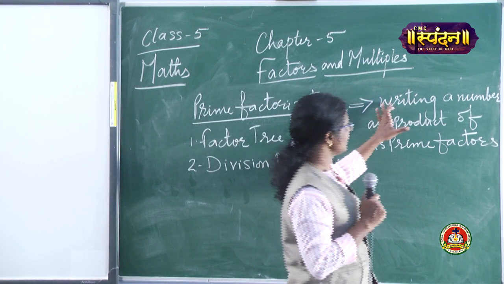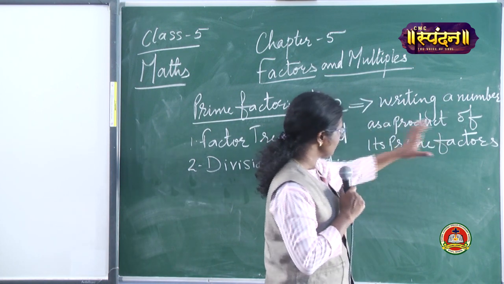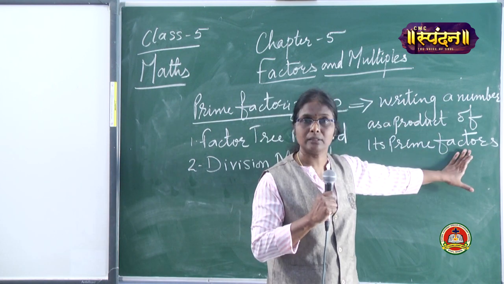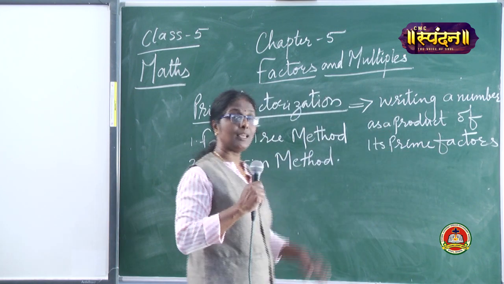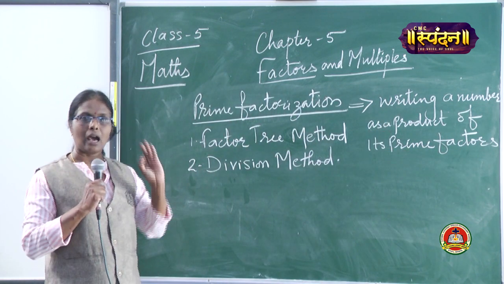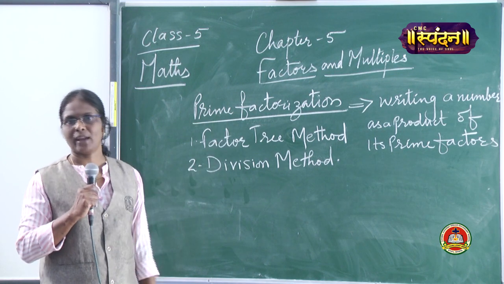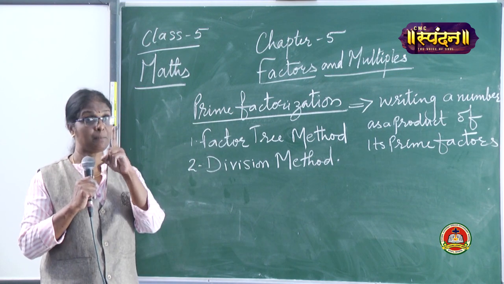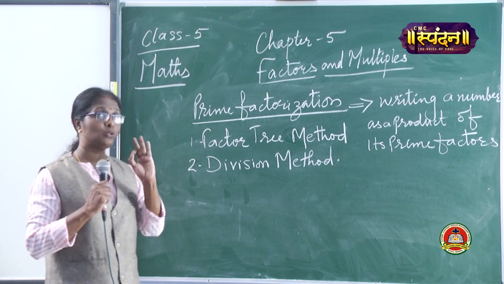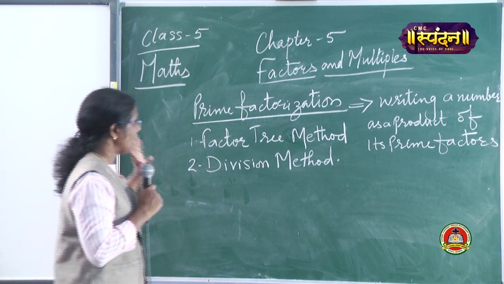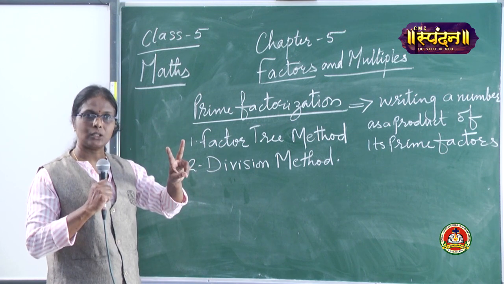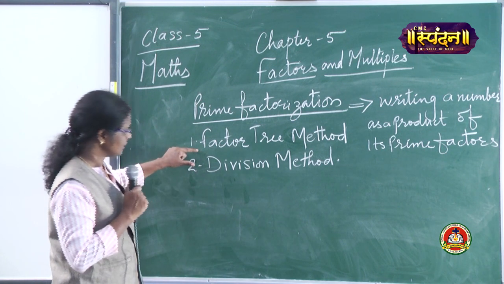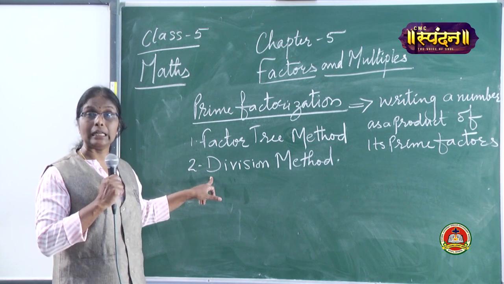Writing a number as a product of its prime factors is known as prime factorization. Any number you are taking, you are expressing that number as a product of its prime factors. We are going to use only prime factors, okay? That means only prime numbers we are going to use. And there are two methods in finding the prime factorization. One is by factor tree method and the second one is by division method.